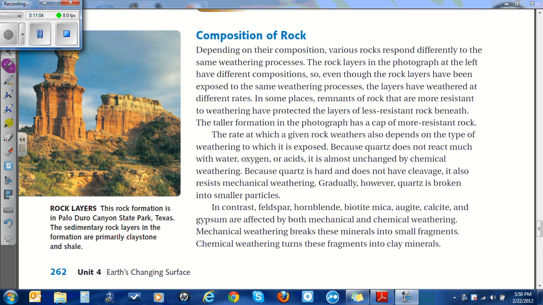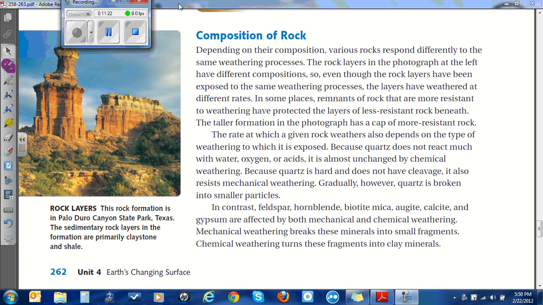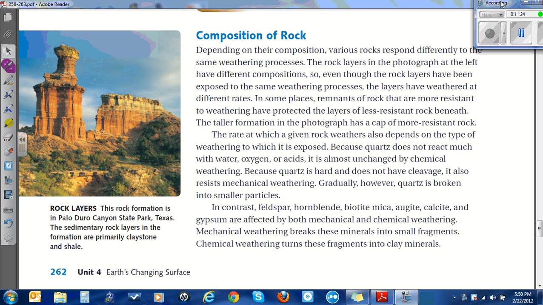Composition of rock. Depending on their composition, various rocks respond differently to the same weathering processes. The rock layers in the photograph at the left have different compositions. So even though the rock layers have been exposed to the same weathering processes, the layers have weathered at different rates. In some places, remnants of rock that are more resistant to weathering have protected the layers of less resistant rock beneath. The taller formation in the photograph has a cap of more resistant rock.